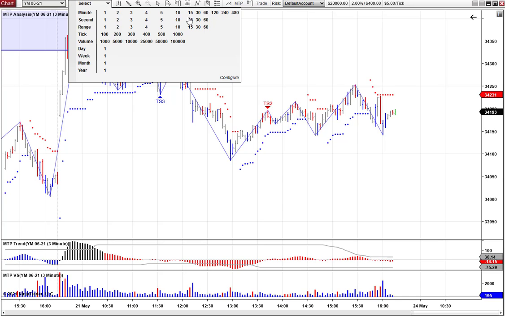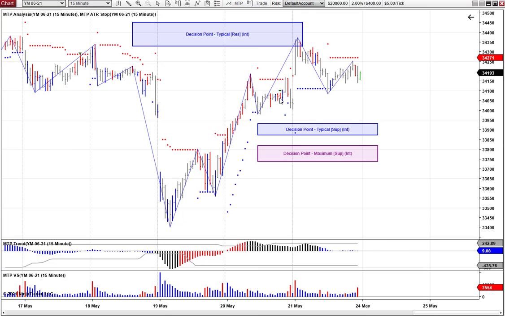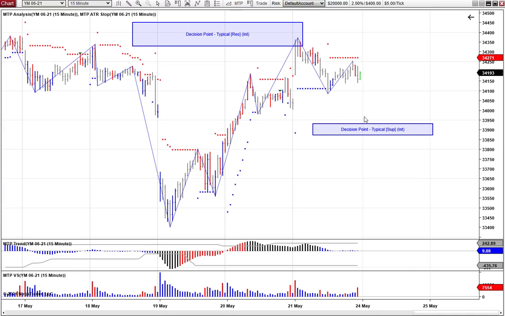And if we went to our 15-minute chart, where was our next support level? Here's the last swing into the high. Off this pivot, we right mouse click and do decision point. This would be our anticipated support zone. We're not looking at the maximum DPs, we're looking at just the typical DPs, the ones in blue here.